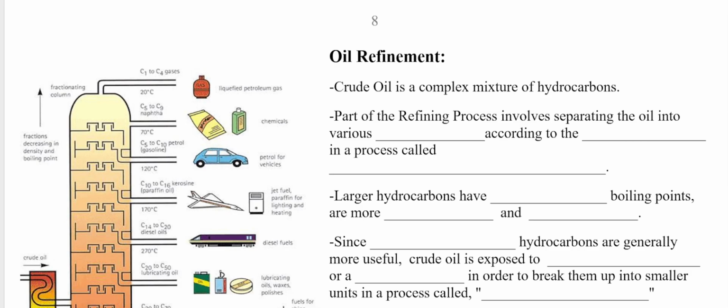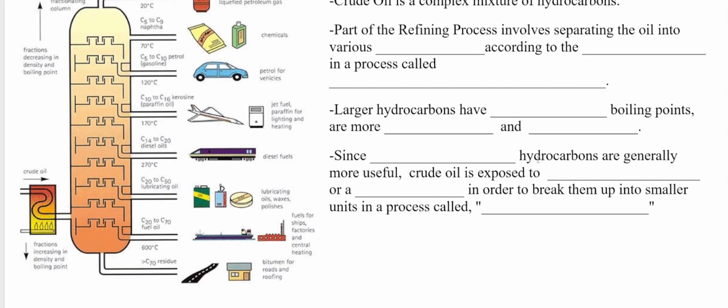So a lot of hydrocarbons come from oil refinement, so we'll quickly go through this. Crude oil is a complex mixture of hydrocarbons. Part of the refining process involves separating the oil into various fractions according to the boiling point in a process called fractional distillation. Larger hydrocarbons have higher boiling points and are more viscous and dense.